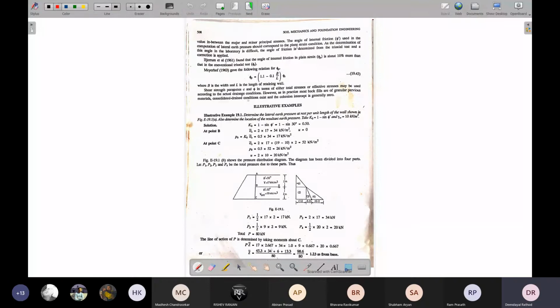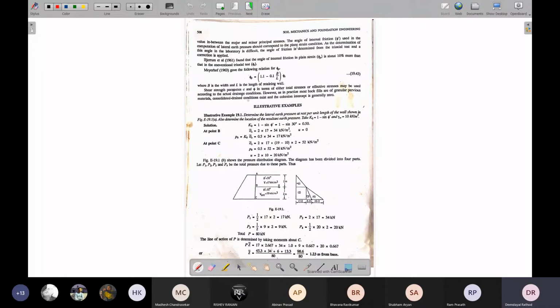Their assumptions: Rankine has assumed a vertical and smooth surface, and later on he has given for an inclined wall also. Coulomb has assumed a rough surface, more general than the Rankine theory. And we have seen both Rankine's and Coulomb's theory.